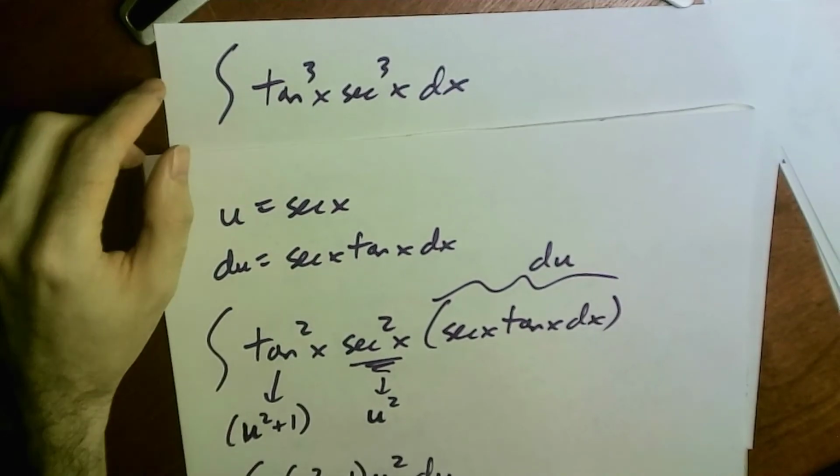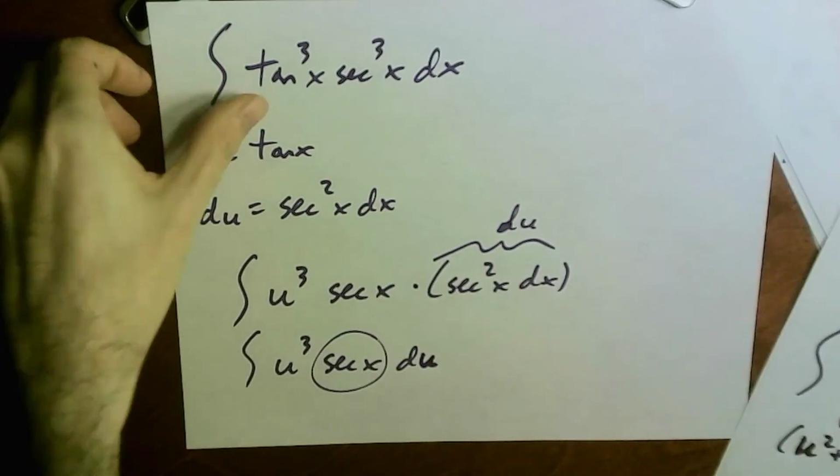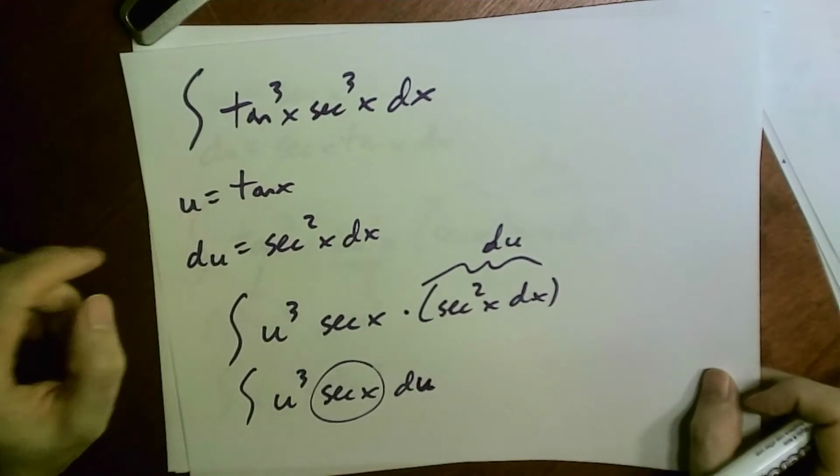So cubed and cubed worked well in one direction, but it did not work with the tangent sub, right? With the u sub of tangent. It didn't work.